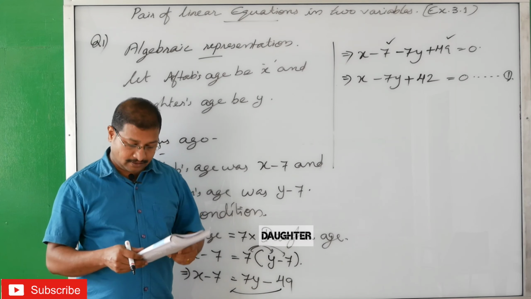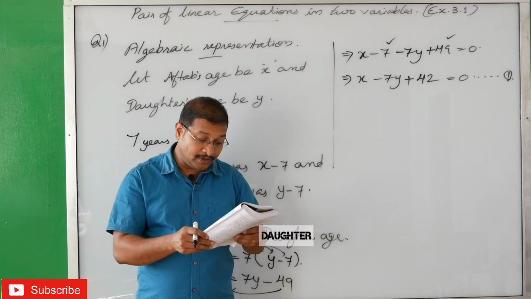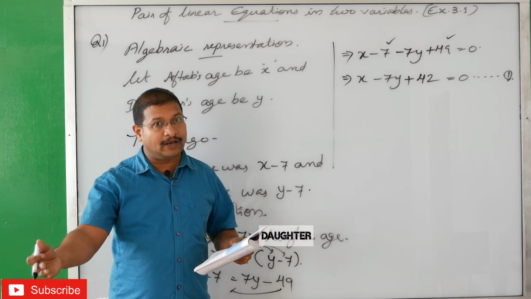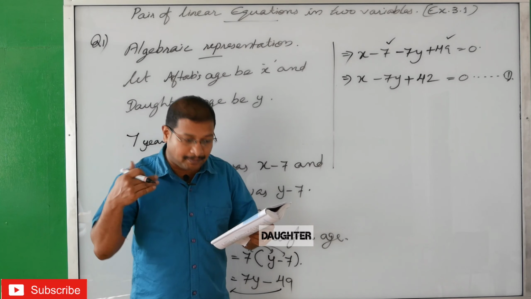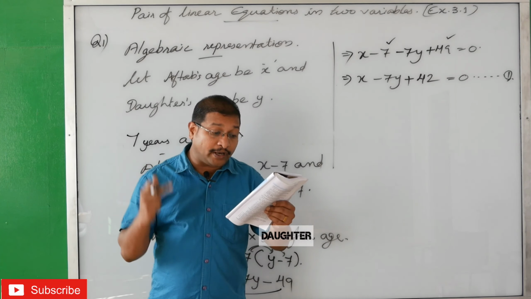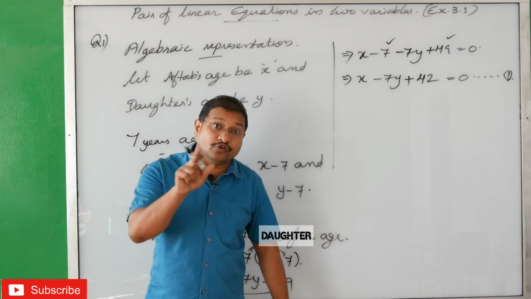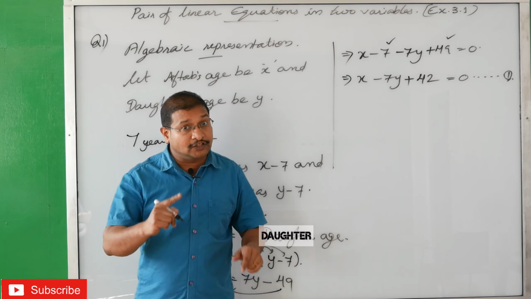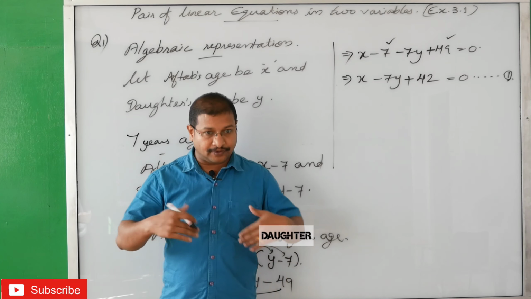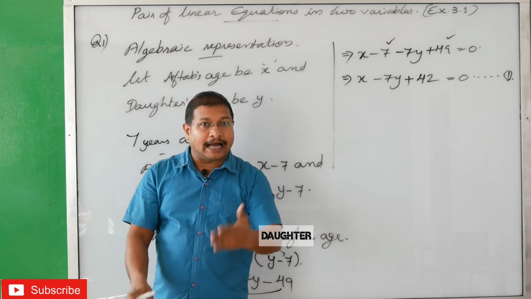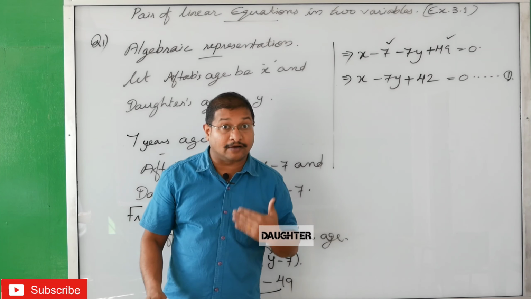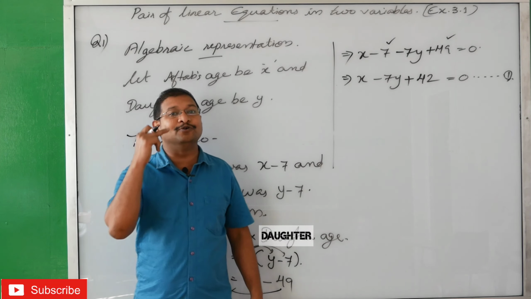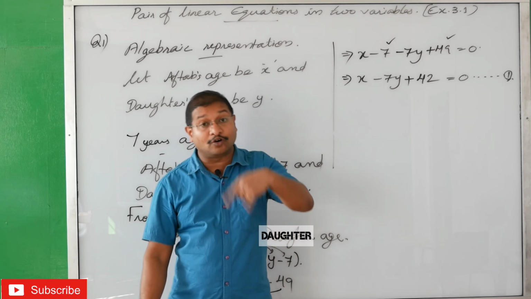Let us see the second condition. I am reading the second condition. 3 years from now. 3 years from now means future, isn't it? Now, 3 years from now, I shall be 3 times as old as you will be. That means he is telling his daughter, 3 years from now, means from now onwards, after 3 years, my age will be 3 times as old as you will be. That means the daughter's age will be, isn't it?